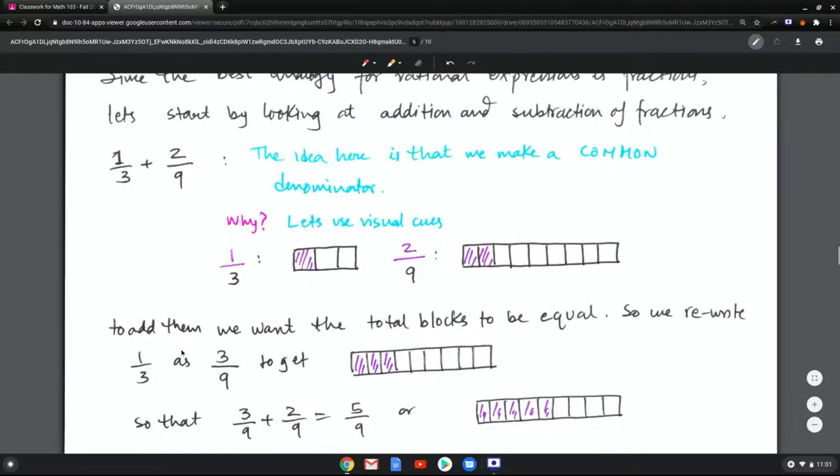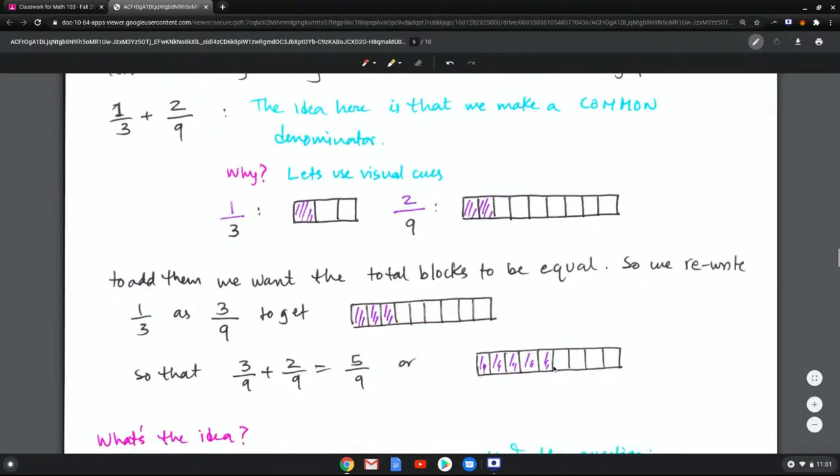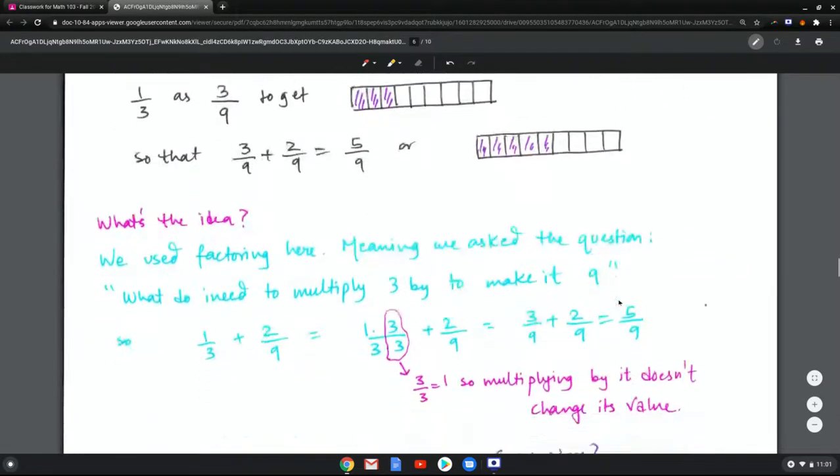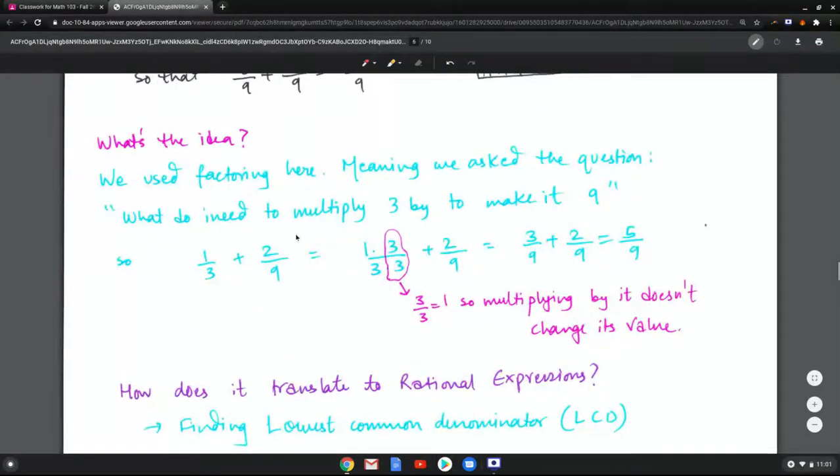So to make the total the same, I can rewrite 1/3 as 3/9, and now I have 3 out of 9 blocks. So now when I combine, I end up with 5 purple blocks out of 9 black blocks. So the idea is that we ask the question, what do we need to multiply 3 by to make it 9? In this case, we need to multiply 3 by 3 to make it 9, but we can't just multiply the denominator by 3. We have to multiply the numerator by 3 as well, because 3 over 3 is 1, which means I'm multiplying it by 1 and its value is not changed.